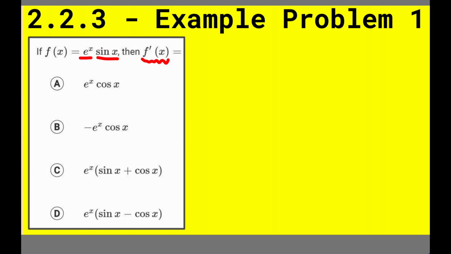Right away, a light bulb should be going off in your head. Oh, I have two functions multiplied by each other. That means I'm going to need product rule. So the first thing I'm going to do with product rule to solve this is set up my f and f prime and my g and my g prime.